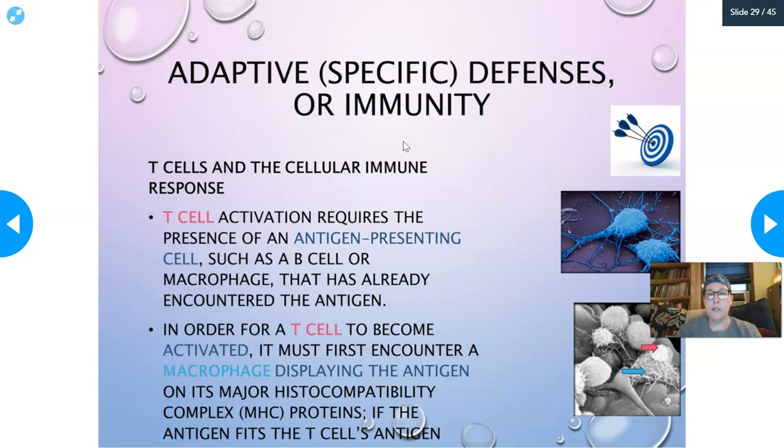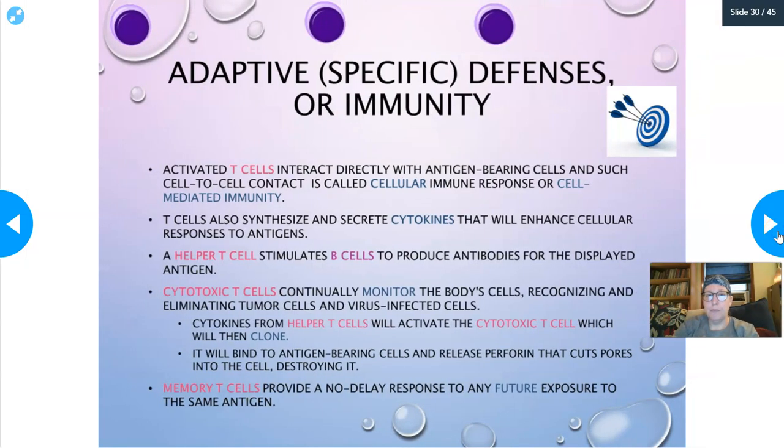Okay. So in order for a T cell to become activated, it must first encounter the macrophage that displays the antigen, and the macrophage shows it to the T cell on a major histocompatibility complex protein. So a display protein, if you will. And if the antigen fits the T cell's antigen receptors, then it becomes activated. In this little diagram here, you have the macrophage and the T cells, and you see one's on top of the other. They are interacting and talking back and forth, binding these receptors, and that macrophage is showing that antigen to that T cell.